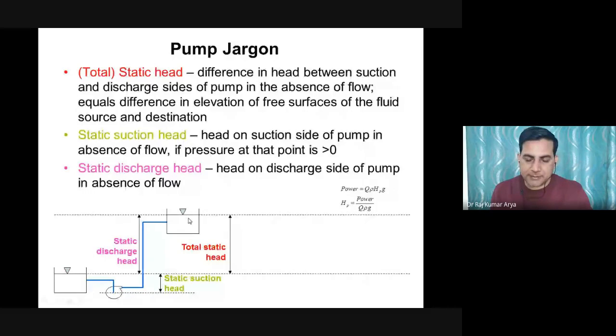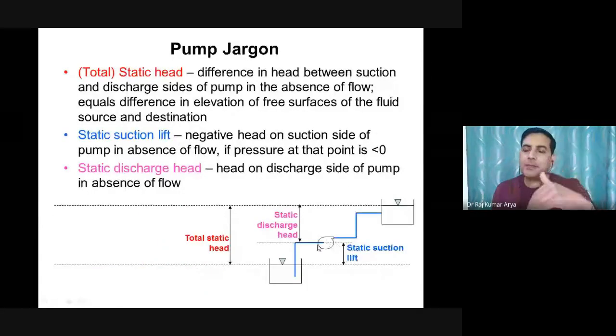Now let's see here. So this is one combination. Another combination is this, where your pump is slightly up. This happens in all cases whenever your water level or fluid level is stored in an underground water tank or underground tank.